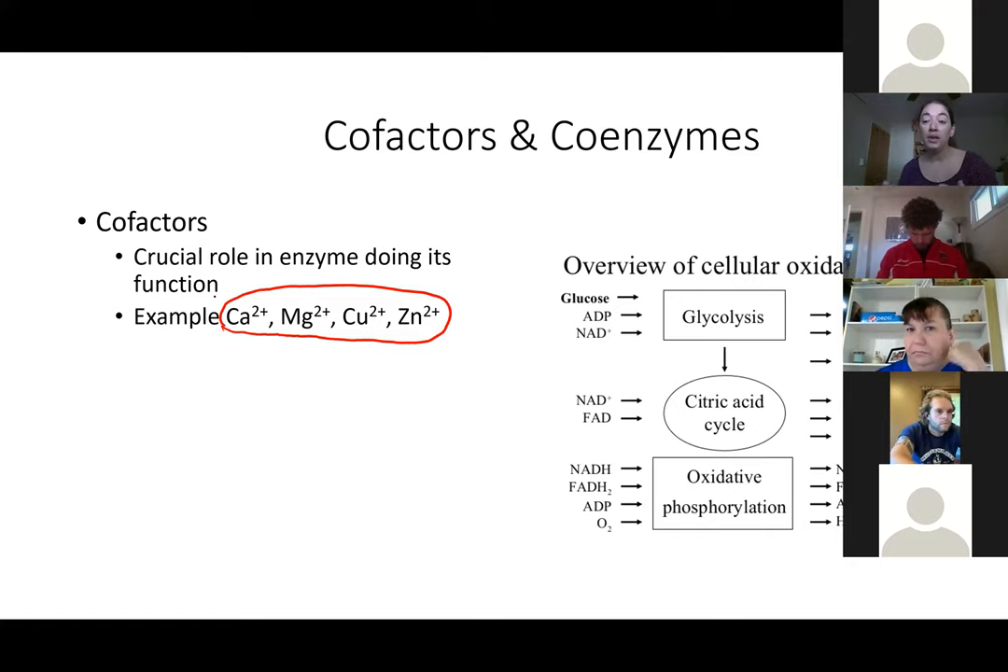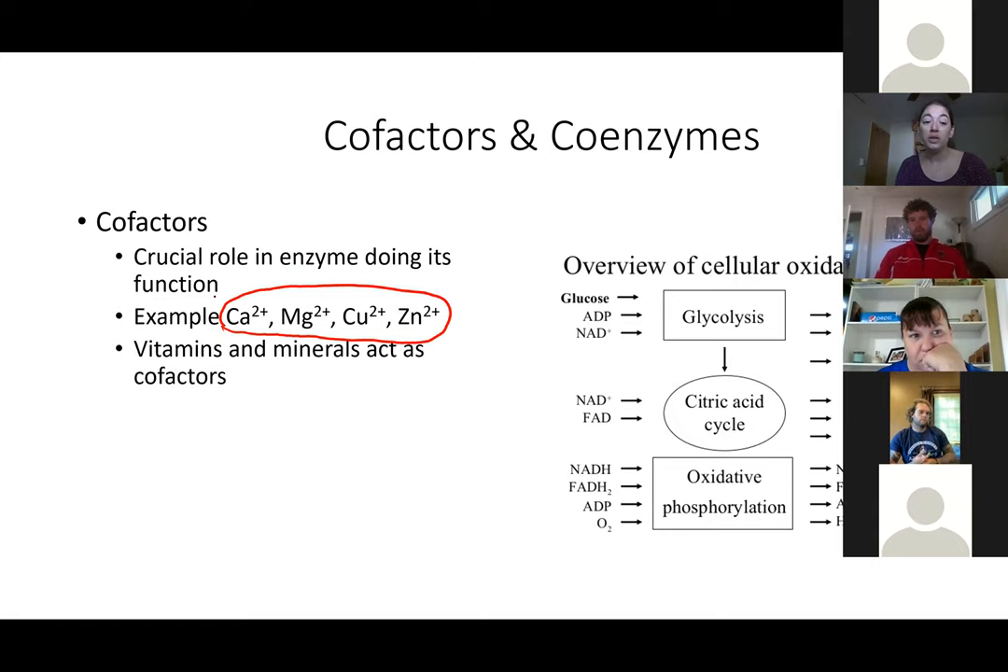So if you take a daily multivitamin, go look at the ingredient list and you'll see that there are a lot of minerals listed. Those are cofactors. That's why you take those multivitamins to get them. You can also get them from your diet, but if you're concerned you're not getting a balanced diet, a multivitamin really helps make sure you get those vitamins and minerals that you need. So vitamins and minerals are cofactors.